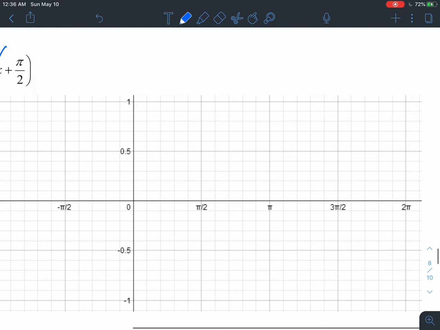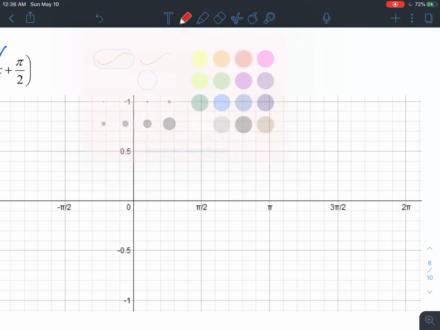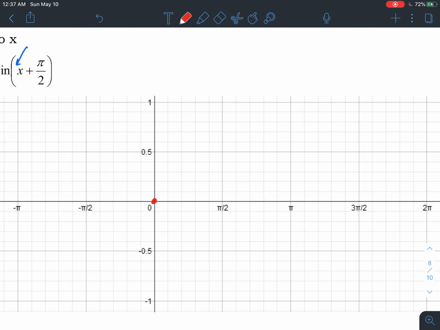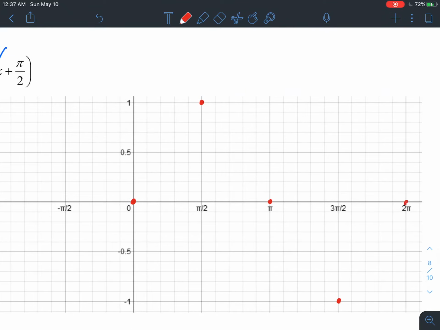So this one again, if you want to graph it out first, I'll do it in red to start with. The regular sine of x is 0, up to 1, down to 0, down to negative 1, and then ends at 2 pi.